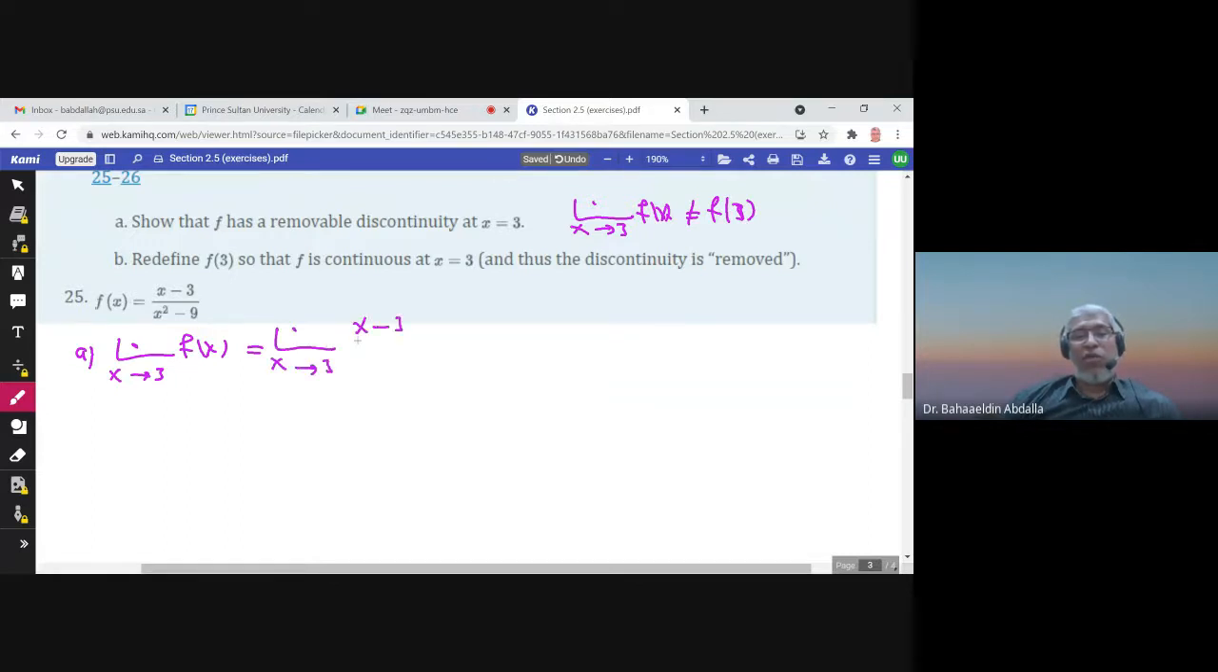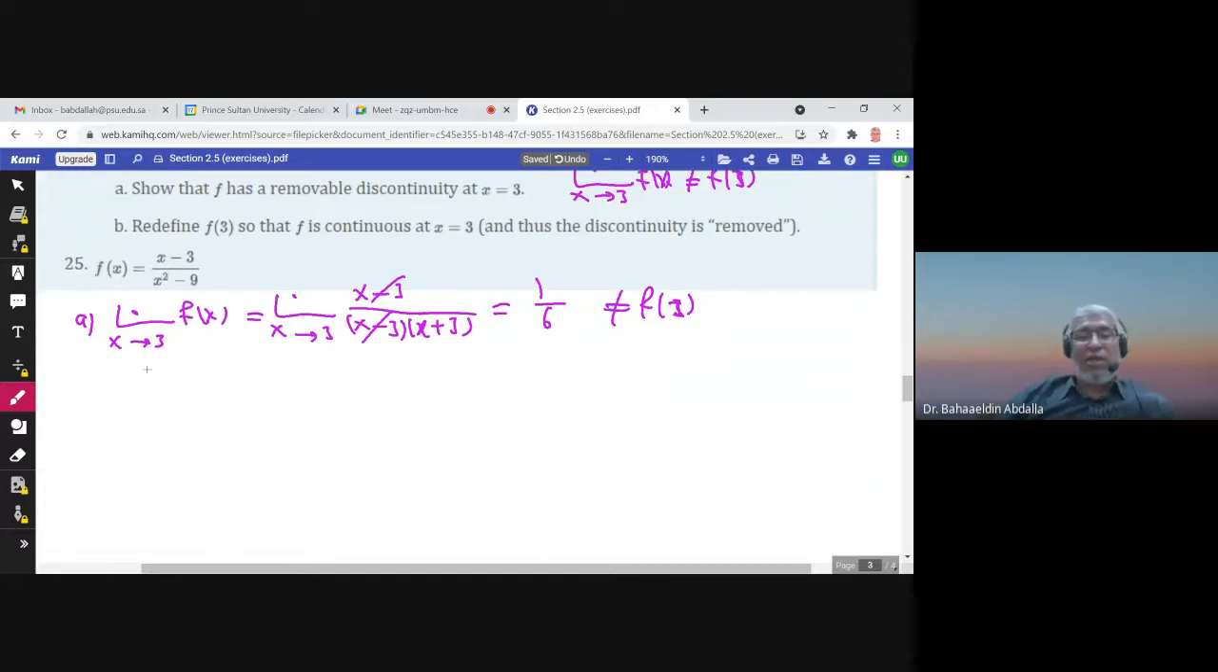All right. If you replace x by 3, you get 0 over 0. So we need to factor the denominator, and these two will be cancelled. And now we have 1 over 6. So the limit is 1 over 6. And f of 3 is not defined. This is not equal to f of 3 because f of 3 is not defined. So this means that the discontinuity is removable. We can remove this discontinuity. How? Redefine f of 3 so that the function is continuous at x equals 3.